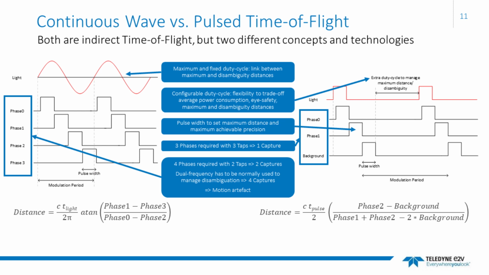Then, an important point is of course to build the 3D map. In pulse time of flight, 3 phases are required, and the Teledyne sensor has 3 taps, so only 1 image is necessary to get the 3D map. In continuous wave algorithm, 4 phases are normally required while standard sensor has 2 taps, so 2 images are necessary. Furthermore, dual frequency has to be normally used to manage disambiguation, so in the end, 4 images are necessary to compute the 3D image. This can lead to motion artifacts, causing wrong measurement.